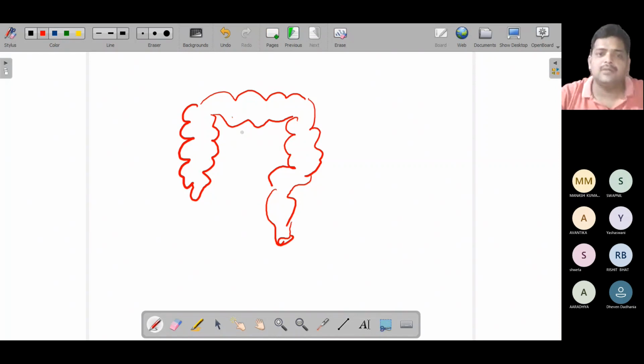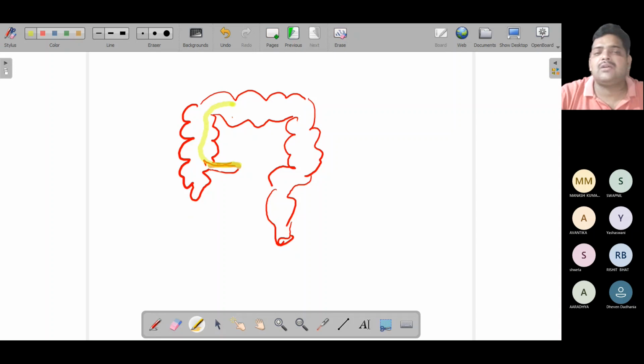So this was your small intestine, and from the small intestine, all the nutrients move into the large intestine from here. Or all the food moves into the large intestine. The food which is moving from here is semi-solid, or you can also say undigested food. This is the undigested food which is moving from the small intestine to the large intestine.